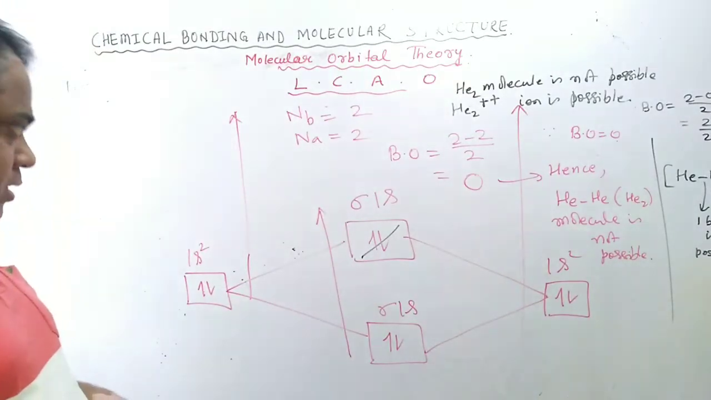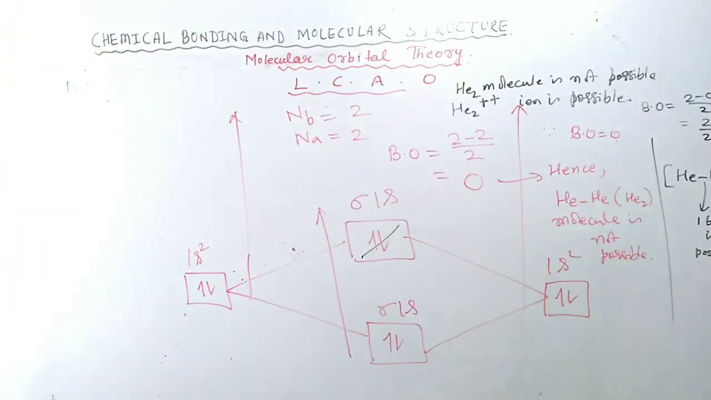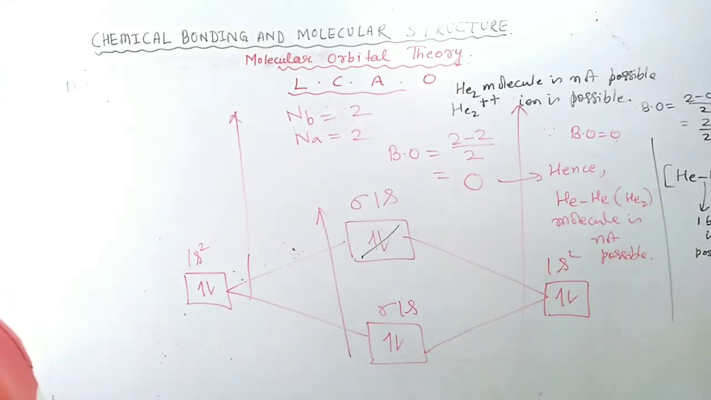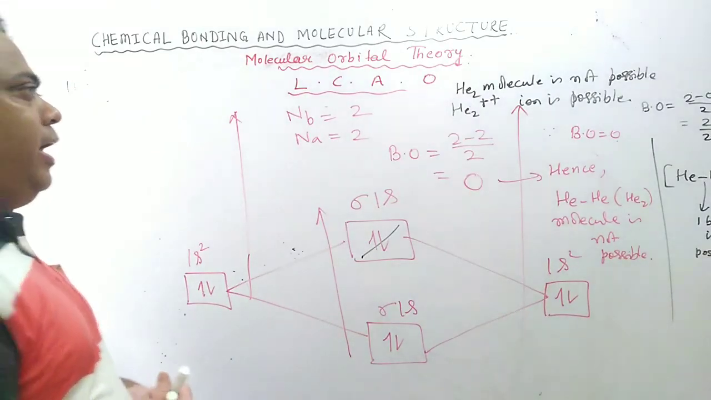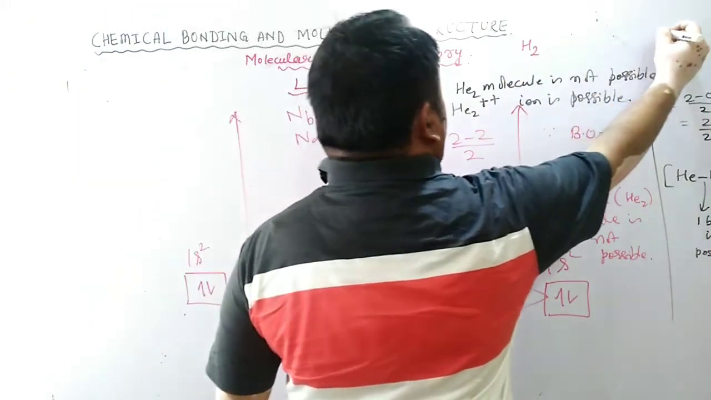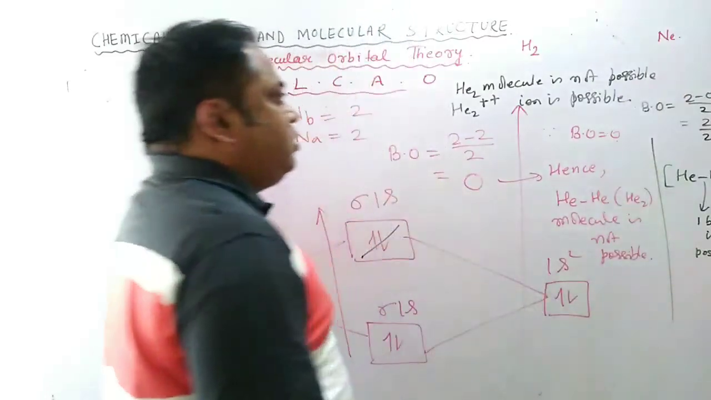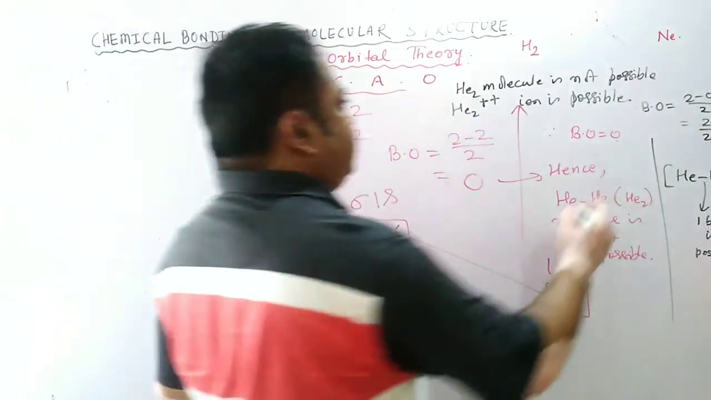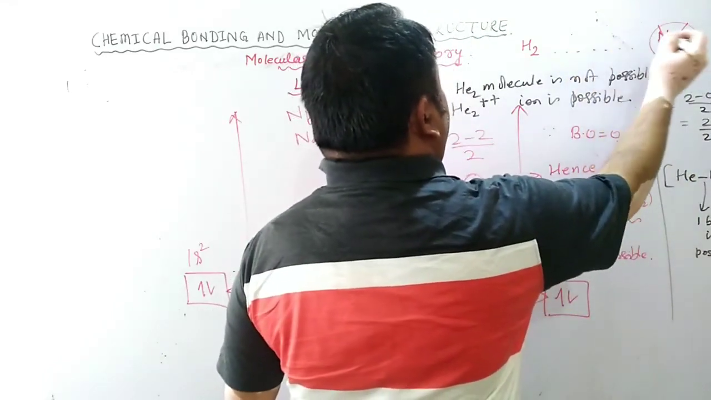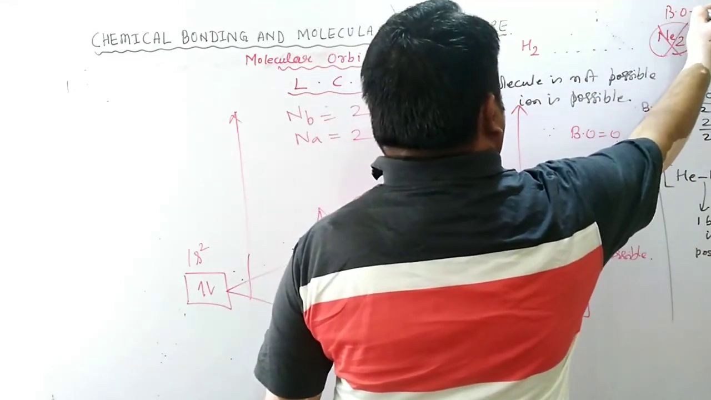So this was the discussion about molecular orbital theory. Now what we have to practice is the method of writing the molecular orbital diagram for all the elements from hydrogen to neon. For that there is a schematic diagram. Although this is not possible, we have to show that its bond order is 0.